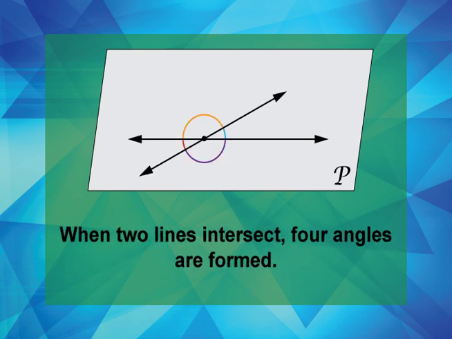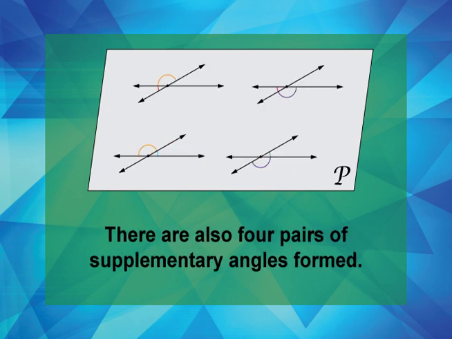Recall that when two lines intersect, four angles are formed. Do you see the four different angles marked in this pair of intersecting lines? There are also four pairs of supplementary angles formed. This illustration highlights the different pairs of supplementary angles. In each case, the sum of the highlighted adjacent angles equals 180 degrees.